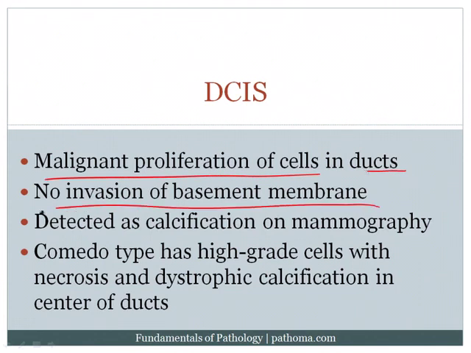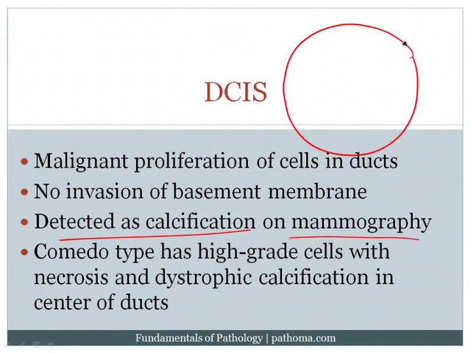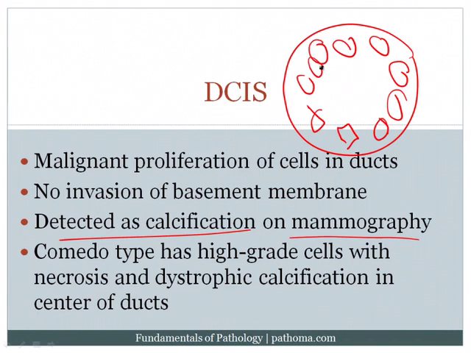Now, because these cells are simply growing in ducts, you wouldn't normally be able to detect it as a mass. It usually doesn't produce a mass. Instead, it's going to be detected as calcification on mammography. And the idea here is that if you've got this duct, and I'm showing you this duct head on, and let's say it's loaded with these malignant cancer cells, there is no blood supply within the duct itself. Remember, the blood supply is out here.